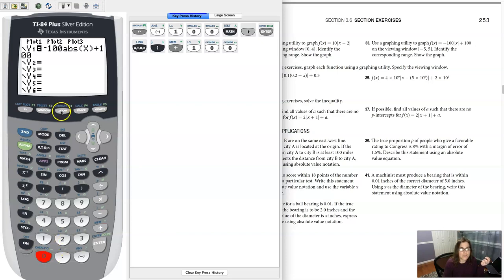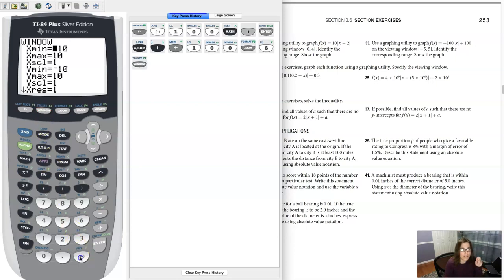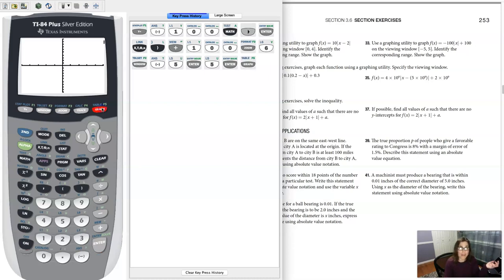And then I'm going to hit zoom 6 just to start, but I am going to adjust my window. So that's looking really funky. I can't really see it that well. So let me go ahead and adjust my window. And they said, hey, why don't you go from negative 5 to 5? So let me try that. Whenever you adjust your window, don't hit zoom 6 again. It'll just set you back to negative 10 and 10 for x min and max. And we want to keep it at negative 5 and 5. So I'm going to hit graph. And I still can't see everything.